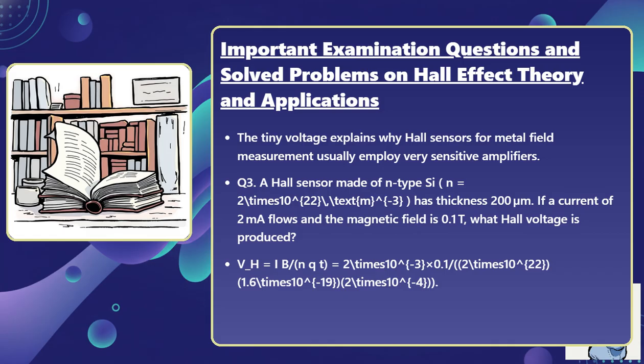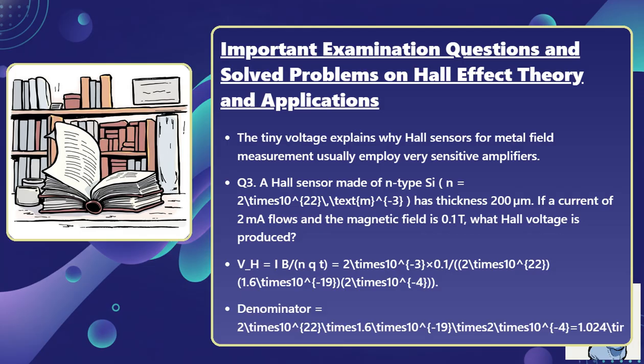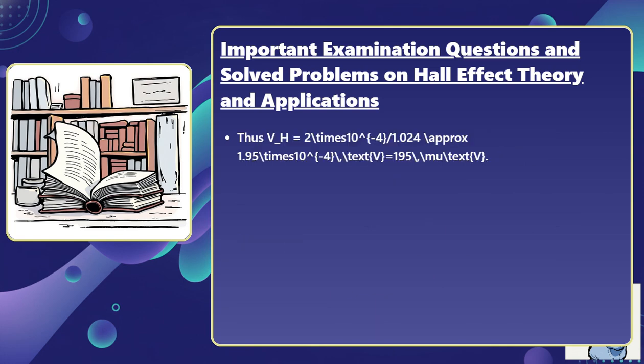V sub H equals IB divided by NQT equals 2 times 10 to the minus 3 times 0.1 divided by 2 times 10 to the 22 times 1.6 times 10 to the minus 19 times 2 times 10 to the minus 4. Denominator equals 2 times 10 to the 22 times 1.6 times 10 to the minus 19 times 2 times 10 to the minus 4, which equals 1.024 times 10 to the 0, i.e. 1.024. Thus V sub H equals 2 times 10 to the minus 4 divided by 1.024, approximately 1.95 times 10 to the minus 4 volts, which is 195 microvolts.